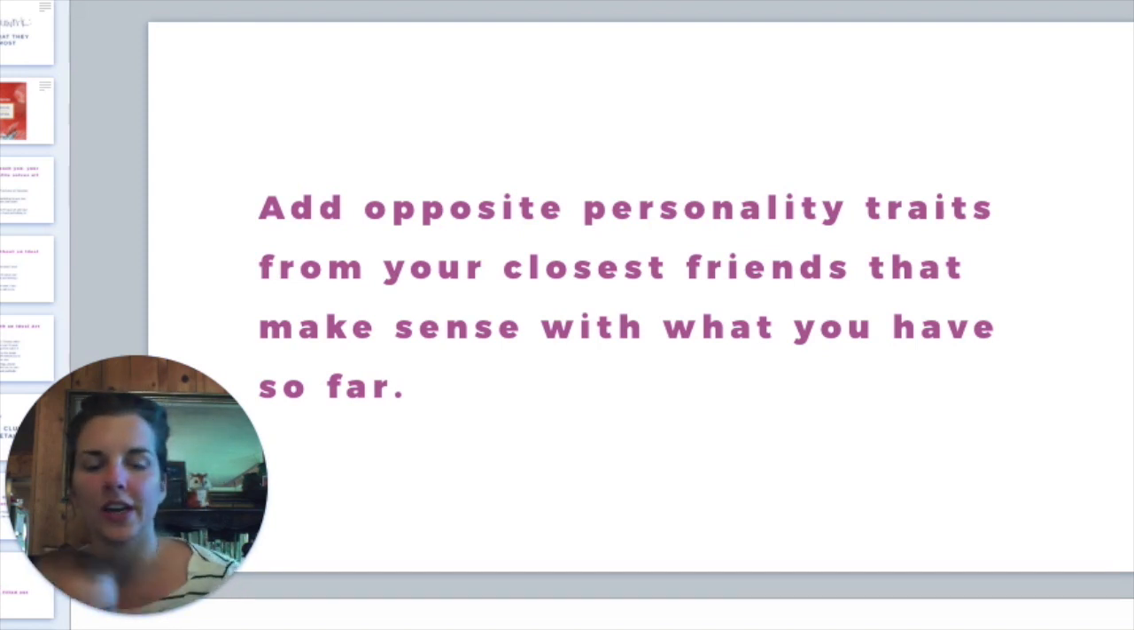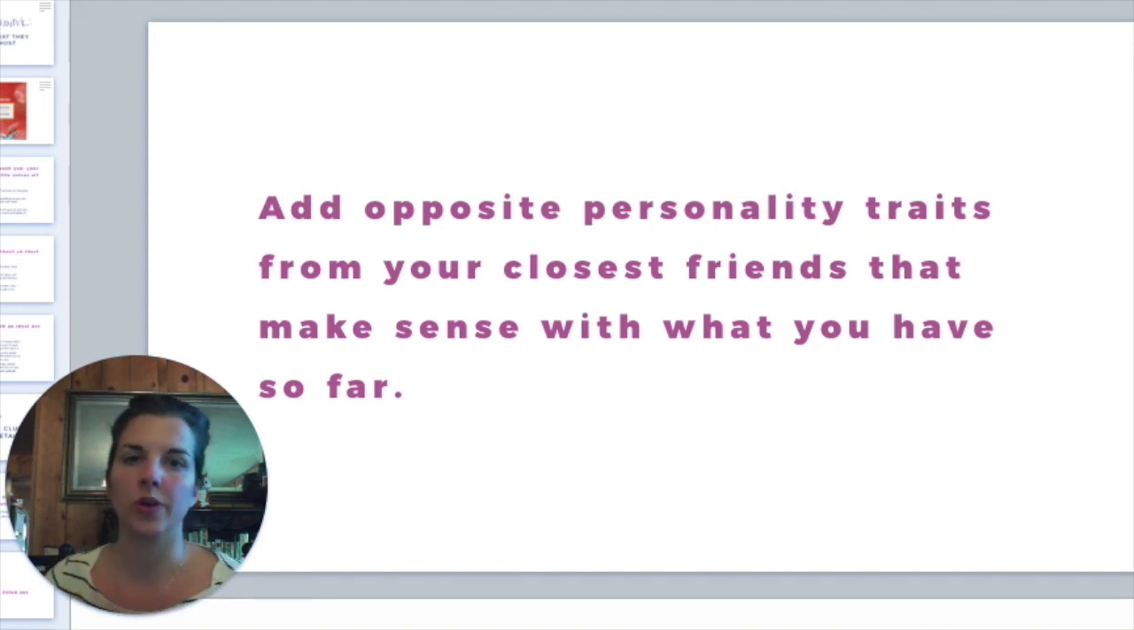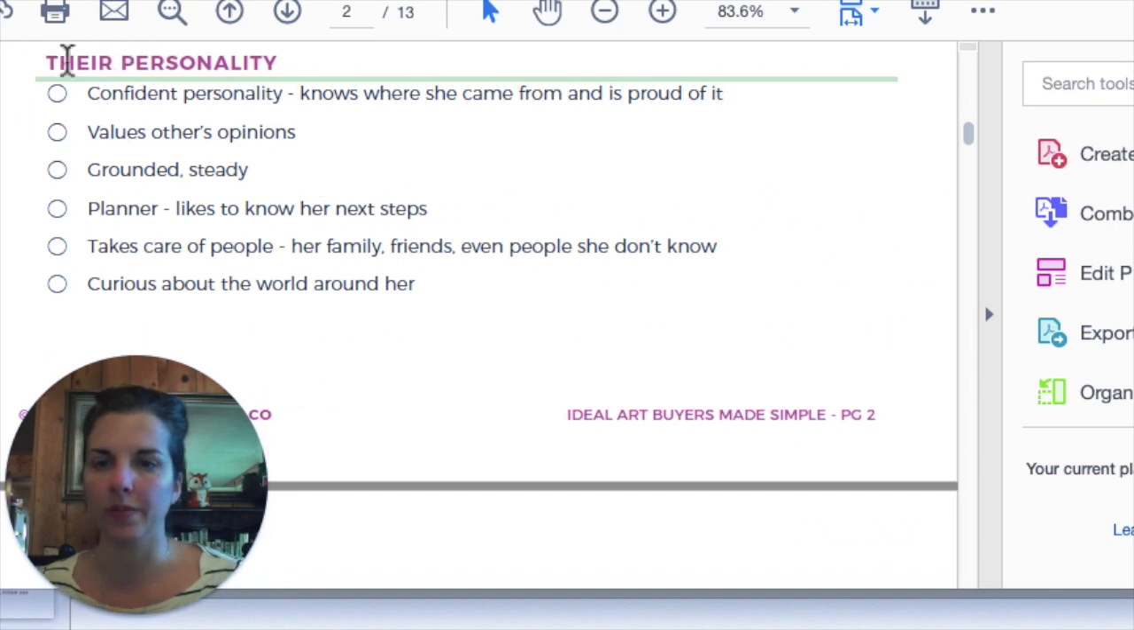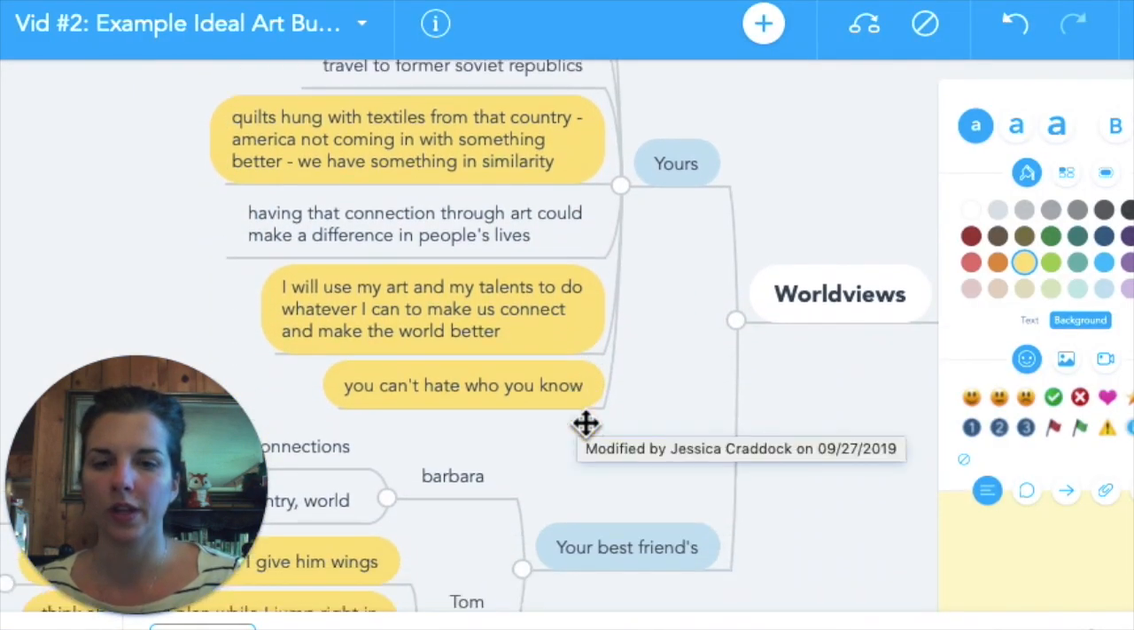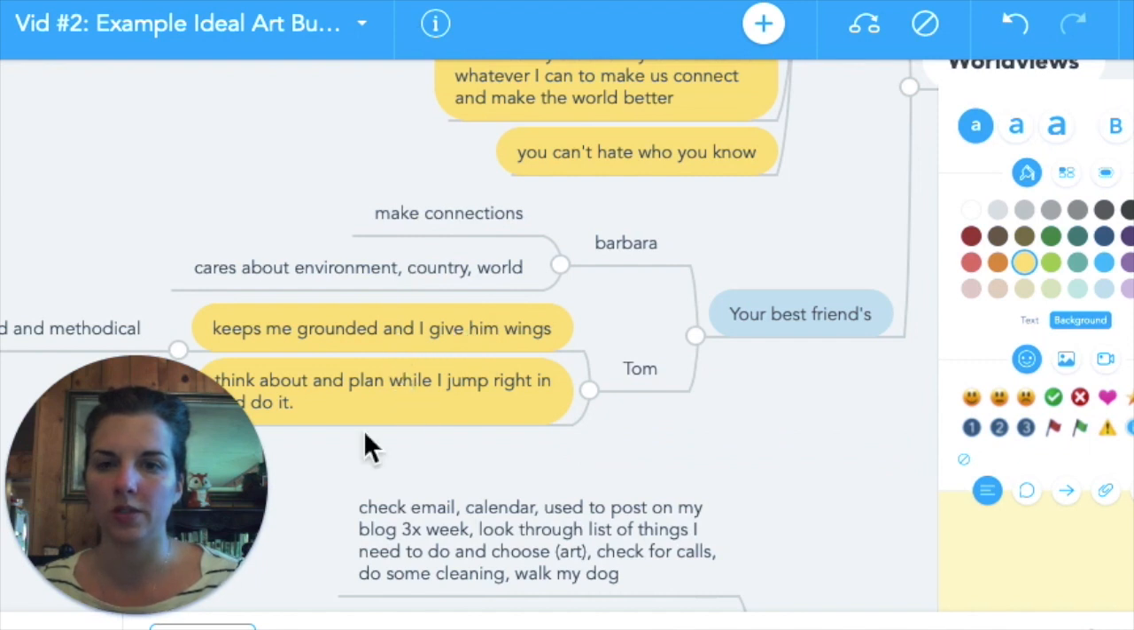We are going to add opposite personality traits from your closest friends that make sense with what you have so far. Okay, so under their personality, you're going back to the mind map. What are things about your best friends that draw you to each other? What are the things that make you really fall in love with each other? Whether it's a loving romantic relationship or a friendship, either way.